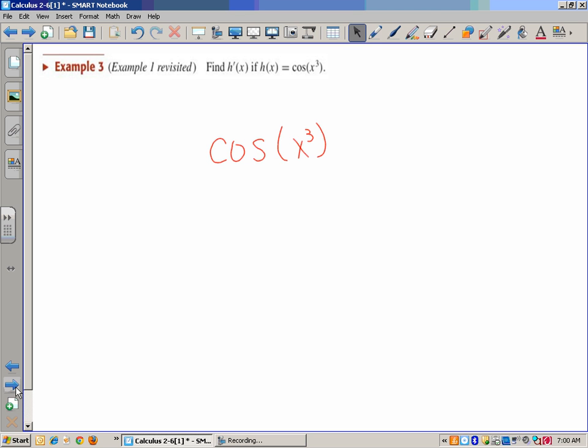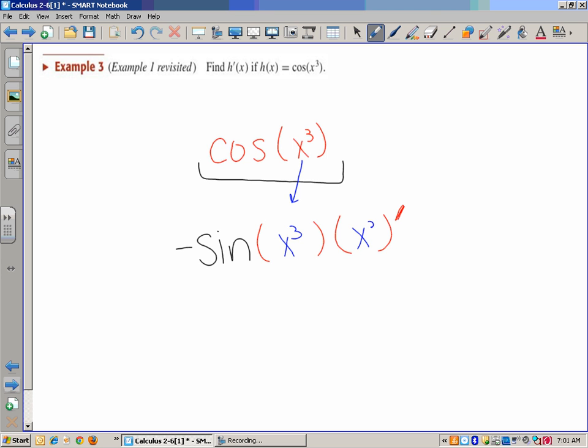And so what I'm looking at now is the outside, and the outside piece is cosine. So the derivative of cosine is negative sine. Notice I'm going to leave my parentheses here the same. That is going to remain unchanged. But now, whatever was in those parentheses needs a derivative. So if I come back up to the original problem, what was in the parentheses is x cubed. So now I'm going to apply the chain rule here. So we have this.